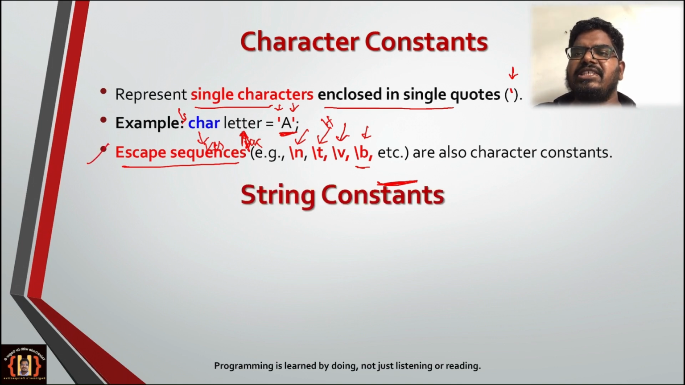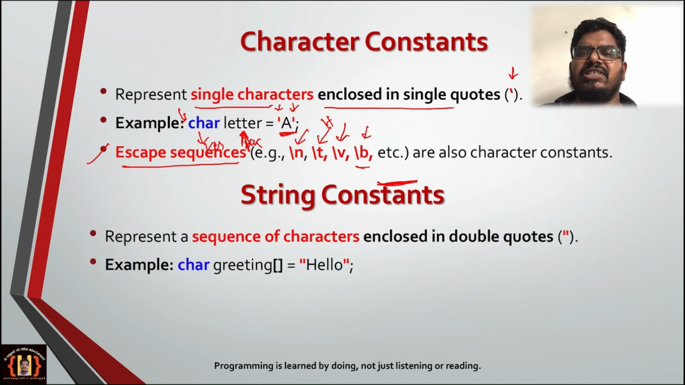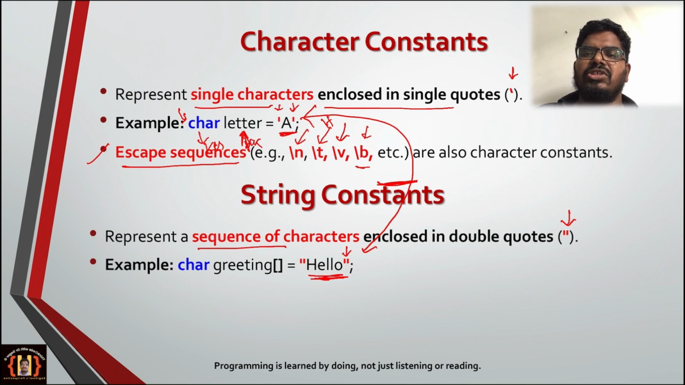So next is string constants. String constants are a sequence of characters enclosed in double quotes. Like this, this is a string constant. See the difference between a character constant and a string constant. A character constant is a single character enclosed in single quotes, and a string constant is a sequence of characters, more than one character, enclosed between two double quote symbols.